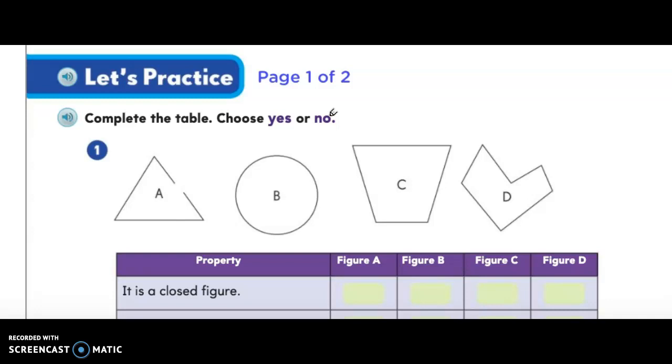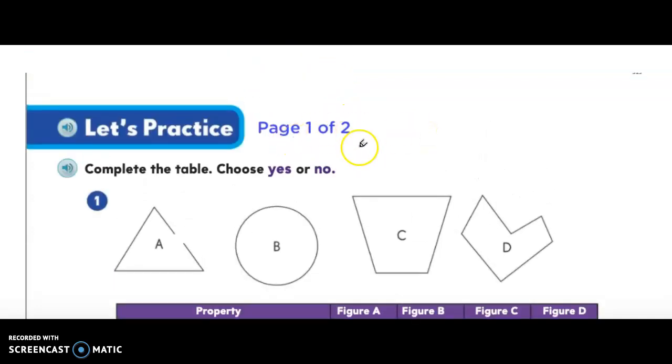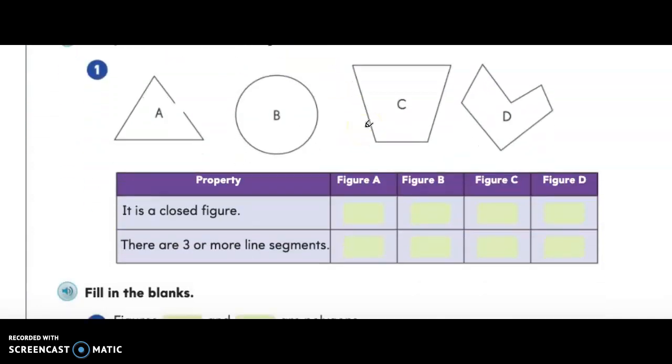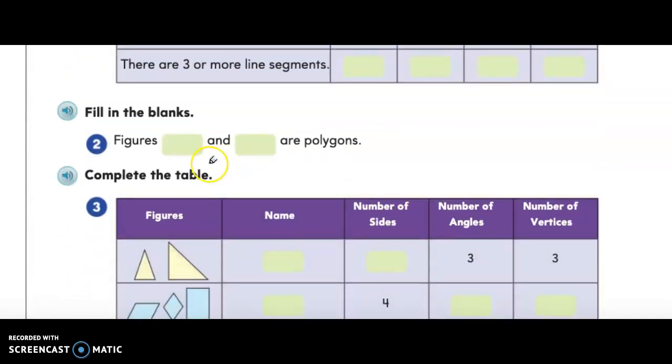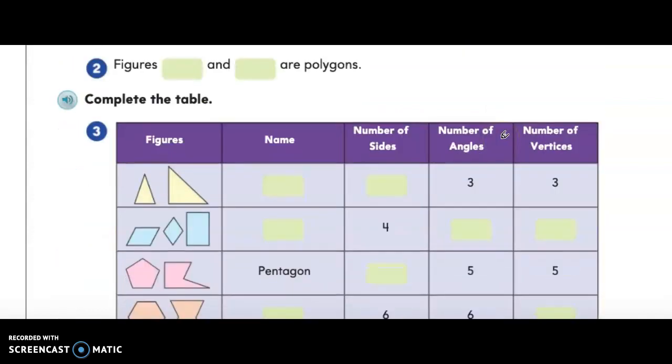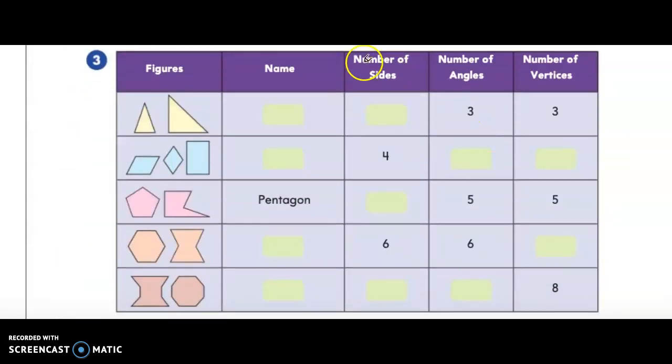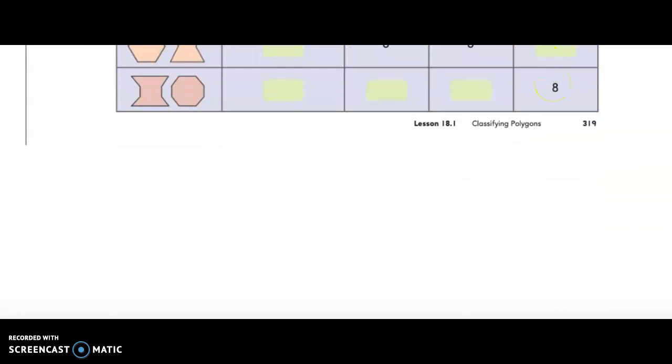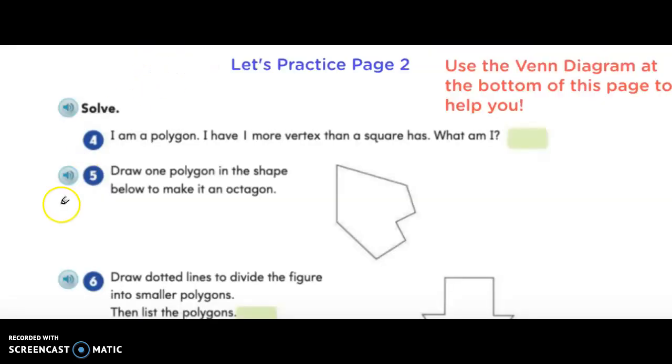So this is your Let's Practice that you will be completing. You have 2 pages, page 1 of 2. You're answering here, yes or no, and then use the figures here, figure A, B, C, D, and then complete the table. You do your best with spelling for the names, and then numbers of sides, angles, and vertices, and then go on to the next page.